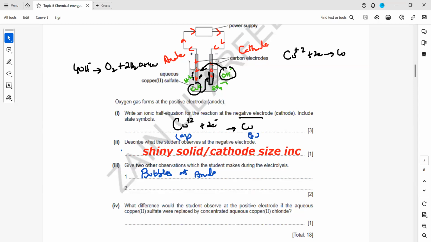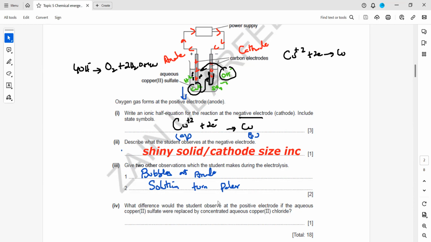And what else? Because the amount of copper ion in the solution, the electrolyte, is decreasing, what will he observe? He will observe that the solution gets paler, or the color of the solution becomes lighter.